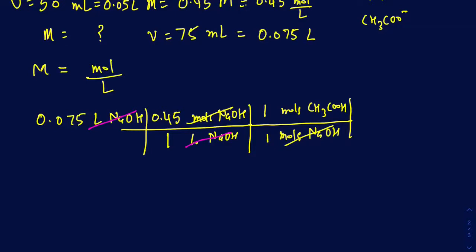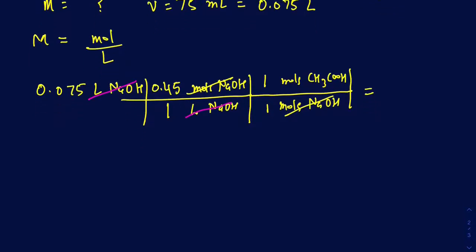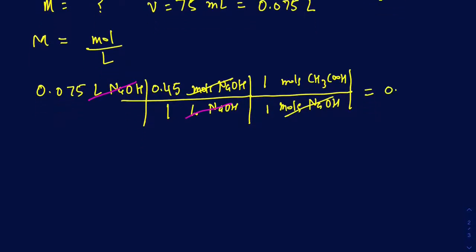If you want, you can go ahead and calculate the moles of acetic acid at this point, and then from there you can figure out your molarity. So let's go ahead and do that real quick. It's going to be 0.075 times 0.45, and that gives you 0.03375 moles of acetic acid.